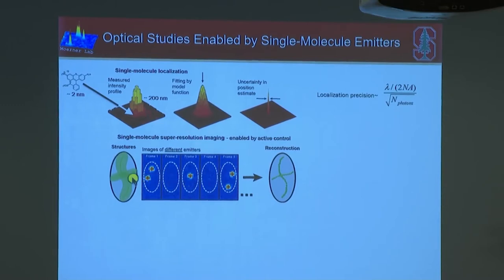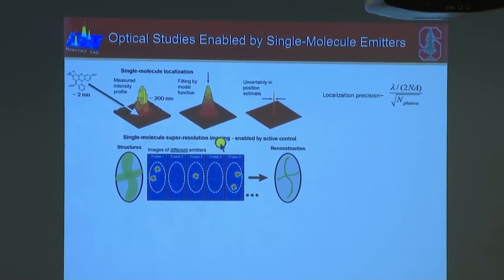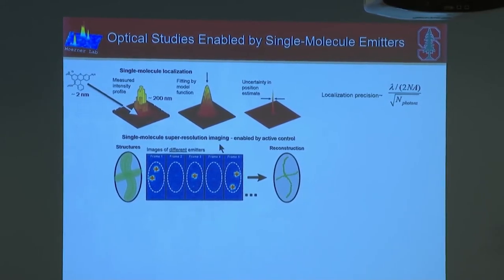So another way to say that is, suppose I have this structure here and I've got fluorophores all along it. If I just do a diffraction limited image, I'll see big blurry features. But if I can go to this individual molecule limit at low concentration, enabled by active control, the experimenter has to actively pick a way to make sure most of the molecules are off at any given time. Then in each imaging frame, I can localize, and in the next imaging frame, I'm going to get different molecules.